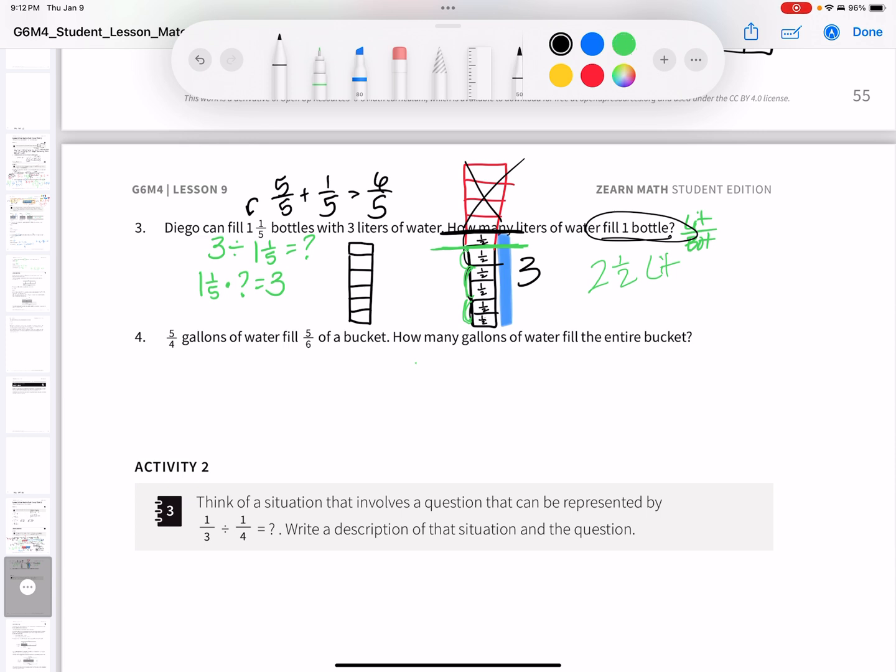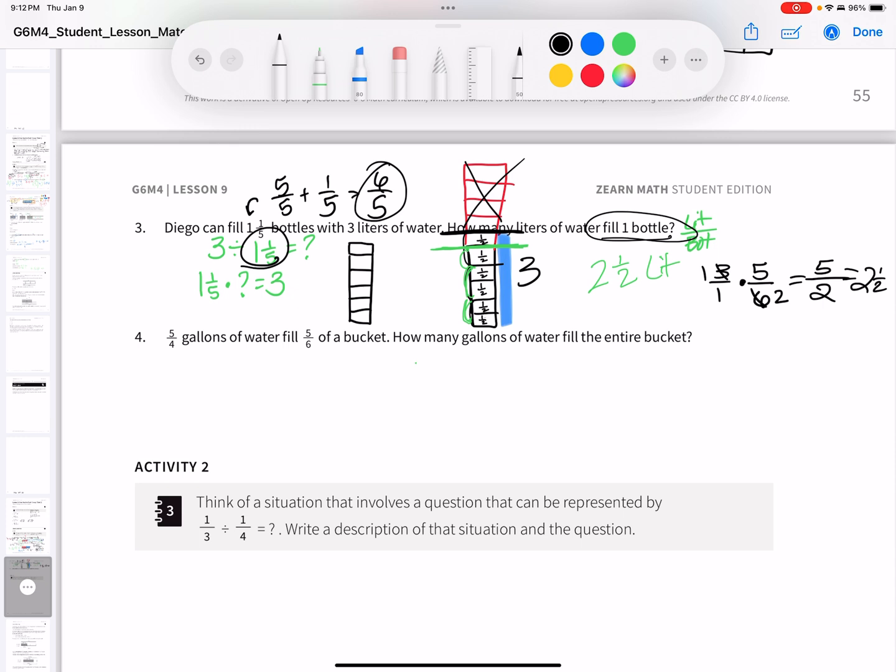Now let's check it with the keep, change, flip option. So we're going to keep the 3 over 1. We're going to change the division to multiplication. And then this 1 1/5 is the same as 6/5. So we're going to flip 6/5 to be 5/6. Now, we can cross reduce. 3 goes into 3 one time. 3 goes into 6 two times. So 1 times 5 is 5. 1 times 2 is 2. So 5 halves comes to 2 goes into 5 two times with 1 left over. So we have 2.5.